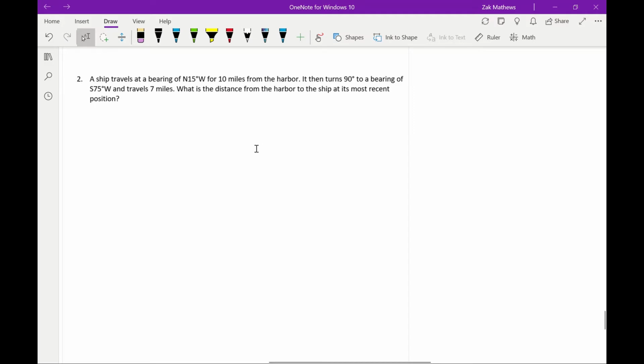All right, so let's start with our harbor, because clearly the ship is leaving the harbor. So I'm going to put this point H in here, and we'll measure from there. Ship travels at a bearing of north 15 degrees west. We need to understand how these bearings work. So I think probably most of us are familiar how north, south, east, and west work.